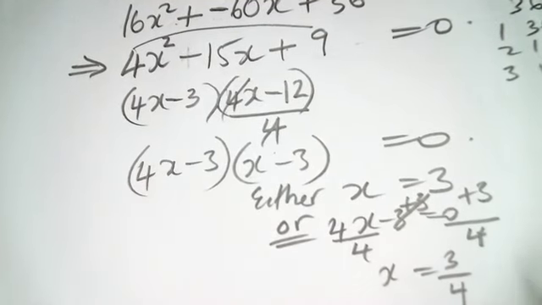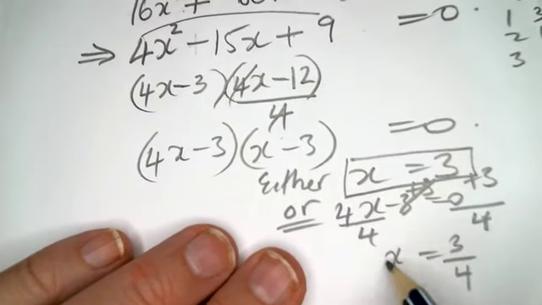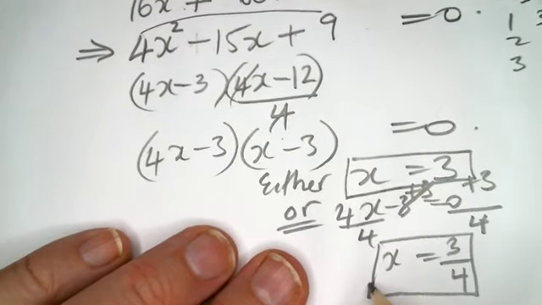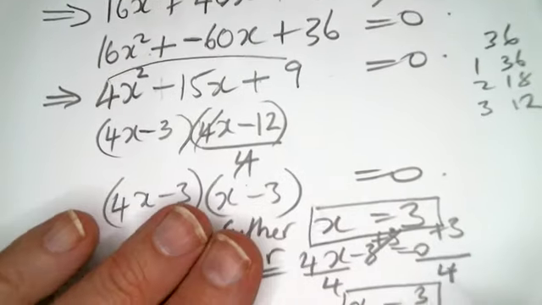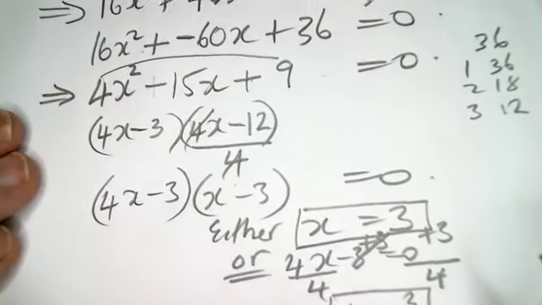And that's what we've got. So we've got x is going to be 3, and x is going to be 3 quarters. So there are going to be my two x values. Now, we need to find the y value, so I'm going to do that on the next sheet.